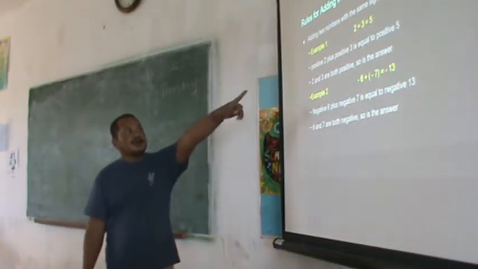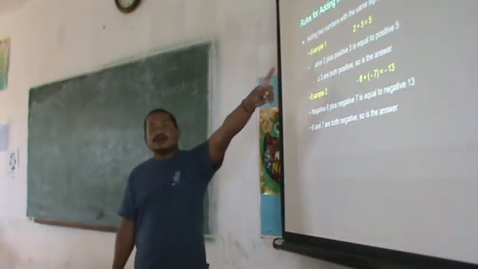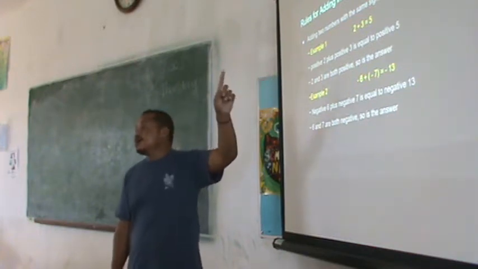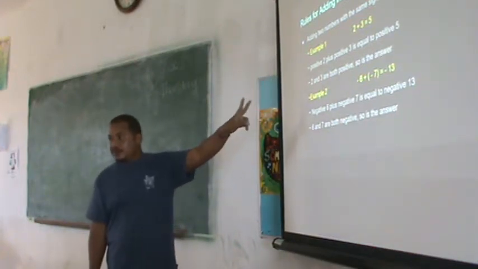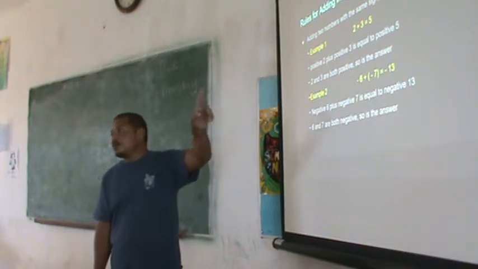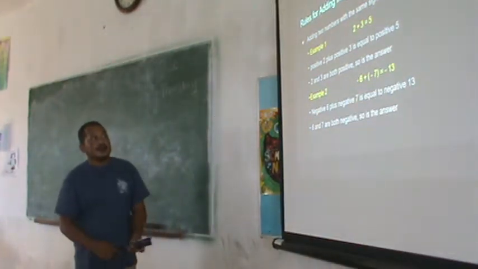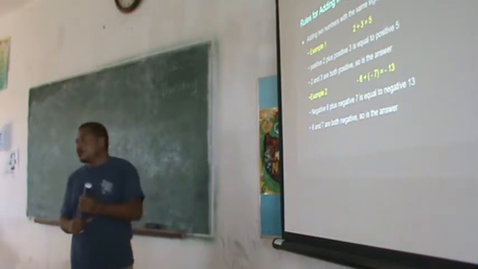Example 1 here. 2 is a positive number plus 3 is also a positive number. The answer will be 5. Then keep the sign because it's the same. 2 is positive, 3 is positive. The answer should be positive. Okay? Any questions for rule number 1?